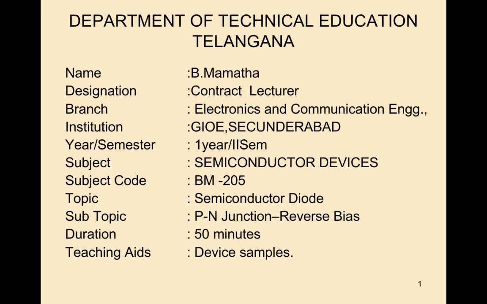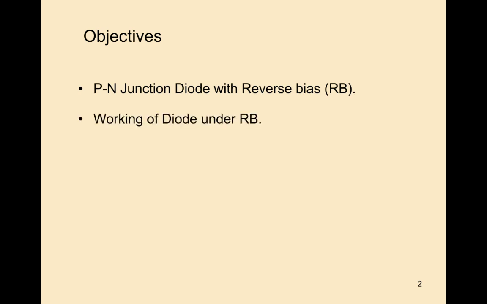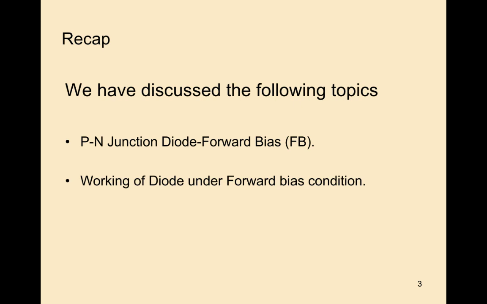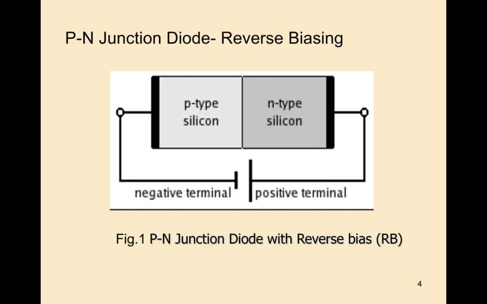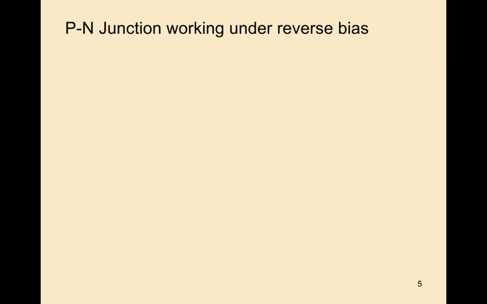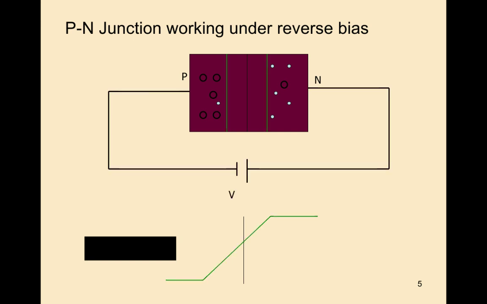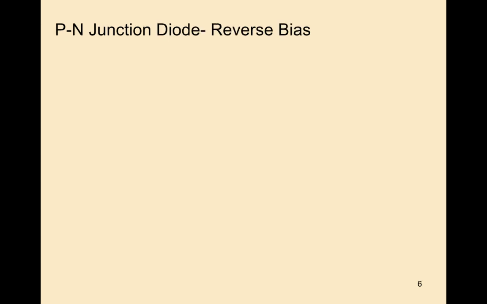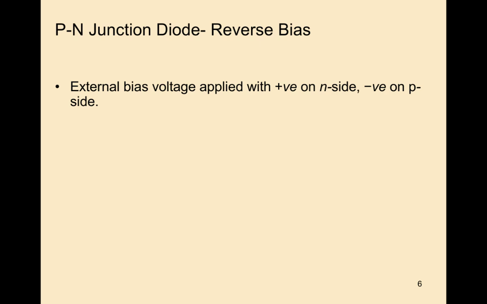See the slides once again from start to last. Objectives: these are the main objectives: PN diode reverse bias, working of diode under reverse bias. Recap: we discussed in the previous class PN diode forward biased, working of diode in forward bias condition, current components. How the PN junction is connected in reverse bias mode. See this diagram and see the working of reverse bias using this video animation. How the holes and electrons are moved towards the battery. And these are the main points related to reverse biased diode.